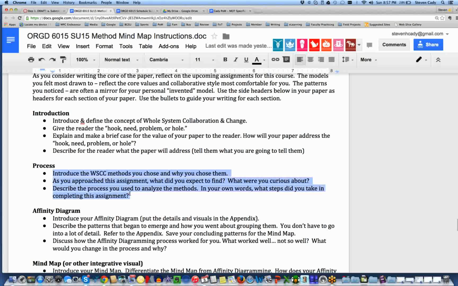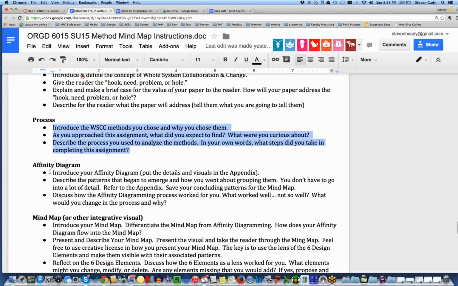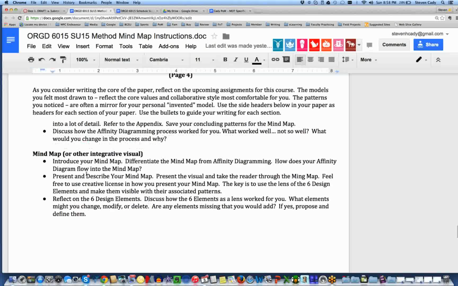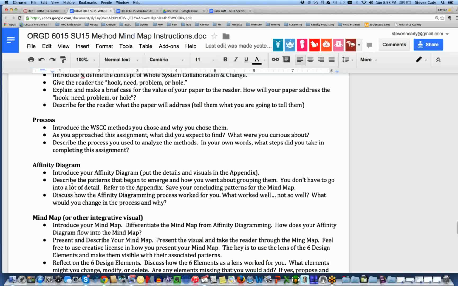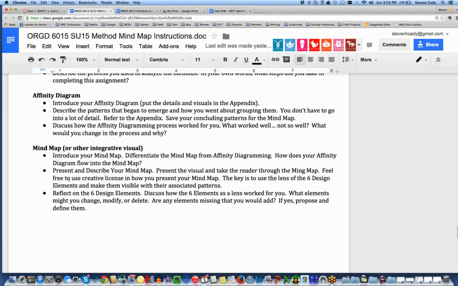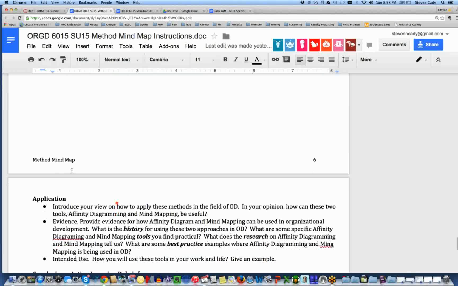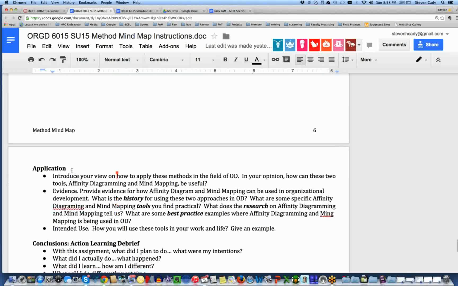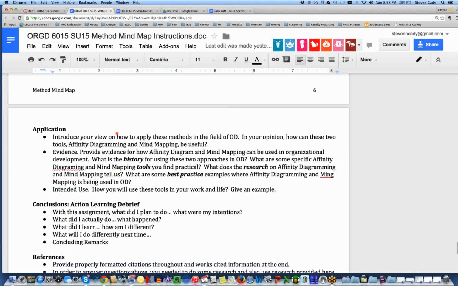So for example, in the process, you might do one paragraph with three or four bullets. In the affinity diagram, you might do a paragraph or two with eight bullets, to have at least a paragraph so I can get a sense of your thinking. A paragraph in the process is fine. A paragraph in the introduction with some bullets is fine. Maybe a paragraph or two in the affinity and in the mind map with bullets. Give me a little bit of thought in these two areas. And then down here, the application could probably be a paragraph with some bullets.